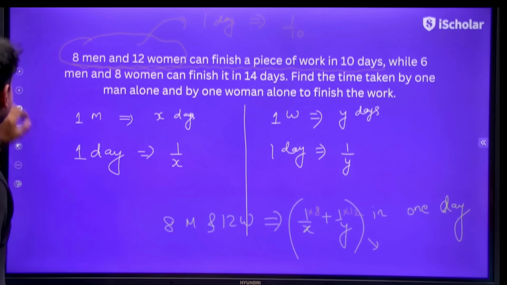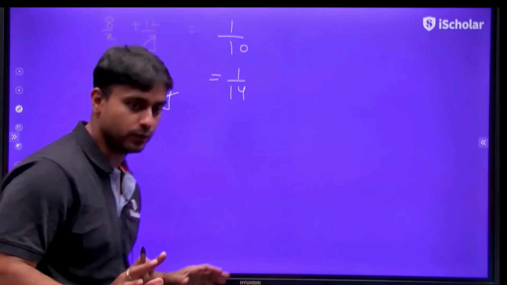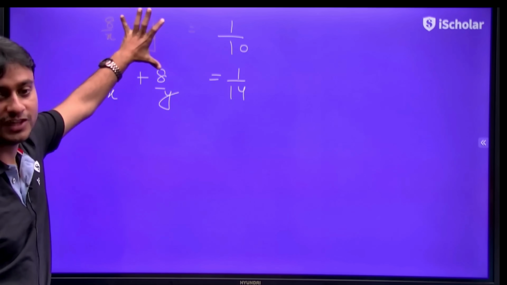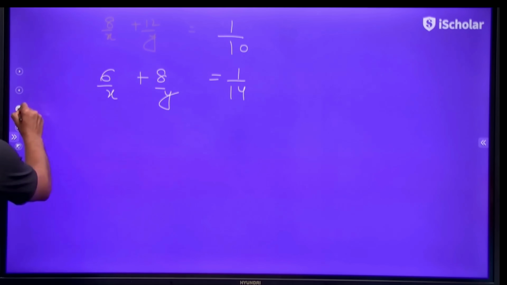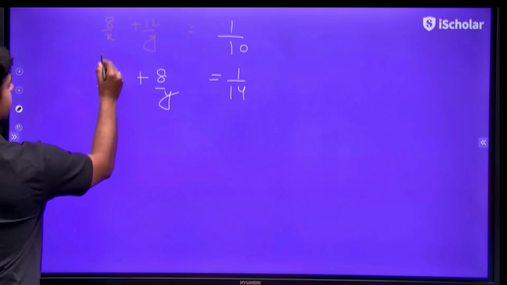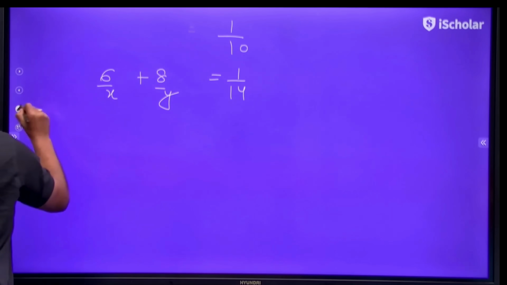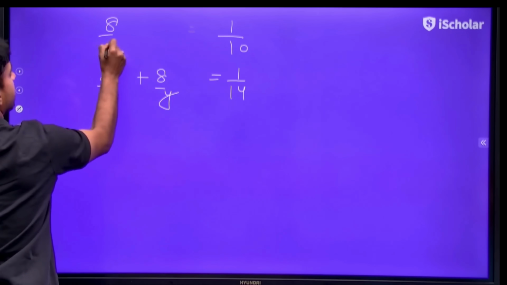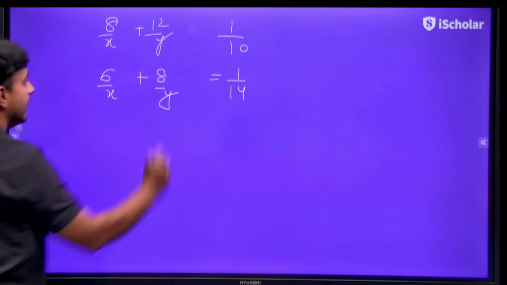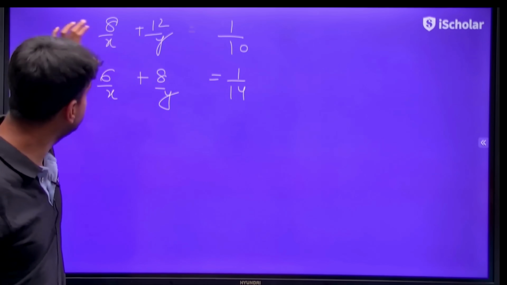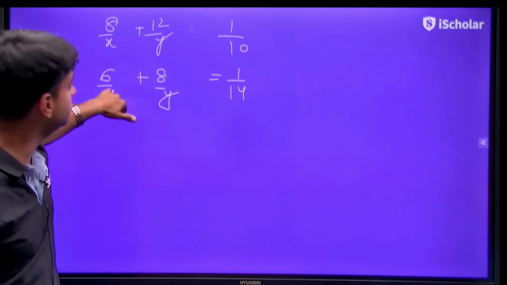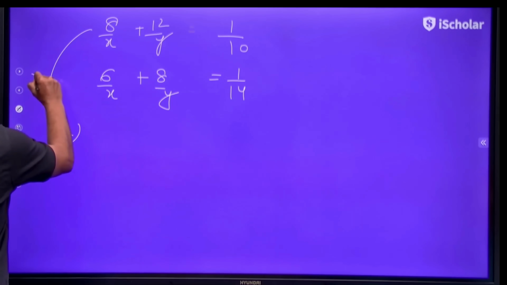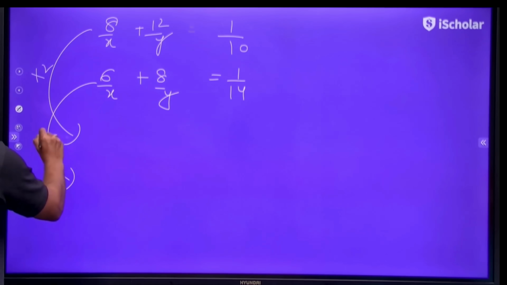Fantastic. Now what we have to do is solve this. This is nothing but a linear equation in two variables. Let me write this properly. So 8 by x plus 12 by y, 8 by x plus 12 upon y. Now I'll multiply this equation with 2 and this equation with 3, so that I can make the coefficients of 1 by y the same.